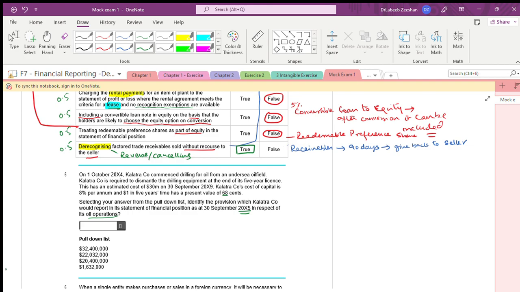How much amount do they have? See what they are saying. Commence drilling, fine. There is dismantling of the drilling equipment at the end of 5 years. How much is the dismantling cost? 30 million. Fine. What is the cost of capital? 8%. What is the present value? 0.68. First you have to calculate the present value of the dismantling cost. How much is it?